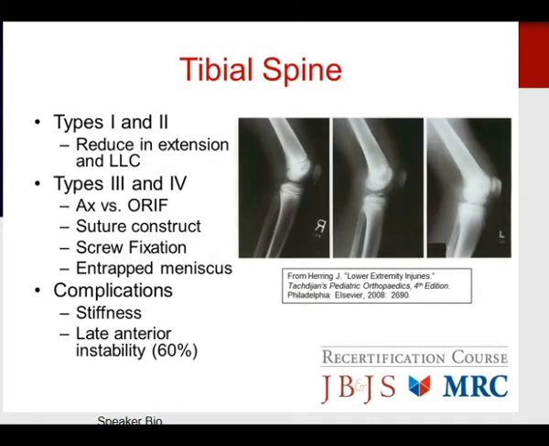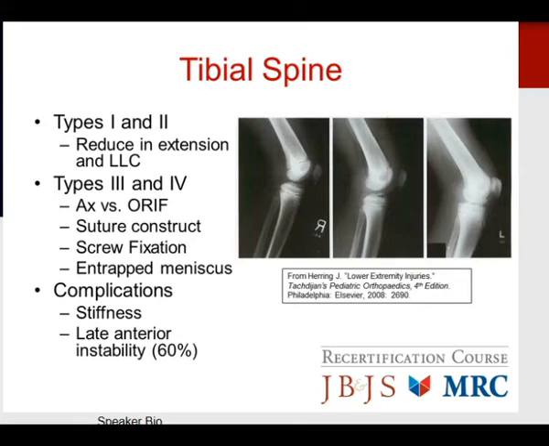Treatment of type 1 injuries is with long leg casting, and type 2 injuries, frequently you can obtain a reduction with extension at the knee. Type 3 and 4 injuries are treated with reduction and internal fixation. Your reduction can occur either through a mini arthrotomy or it can be obtained arthroscopically. And fixation can occur utilizing a suture construct or a screw as well.